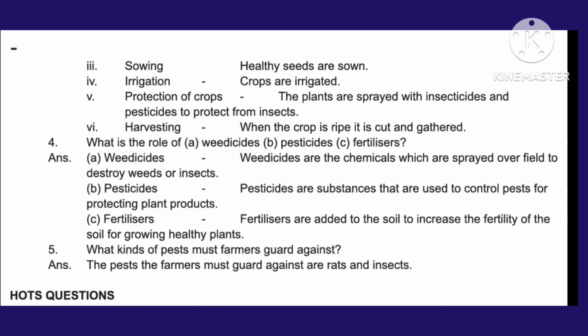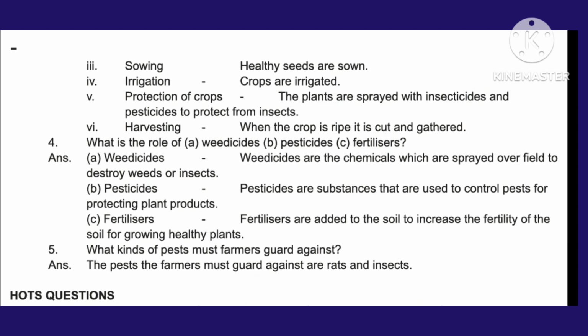Third है sowing. Healthy seeds are sown. Fourth, irrigation. Crops are irrigated. Fifth, protection of crops. The plants are sprayed with insecticides and pesticides to protect them from insects. Sixth है harvesting. When the crop is ripe, it is cut and gathered.